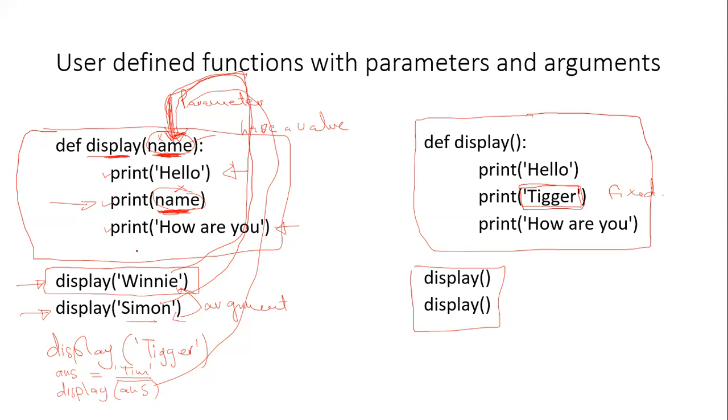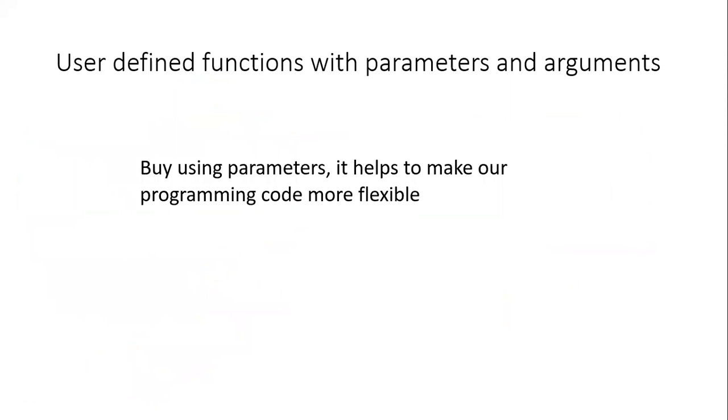So it's a lot more flexible, it's a lot more powerful compared to this particular example where if I call this function 50 times, the values that I am displaying 50 times are fixed each time I call the function. So take note that by using parameters, it makes our programming code more flexible, exactly the way I explained it to you. And also take note of what is your parameter and what is your argument.